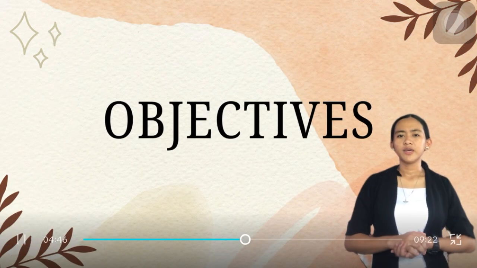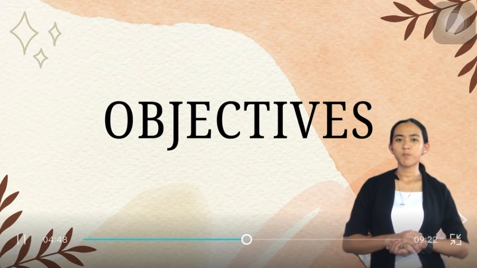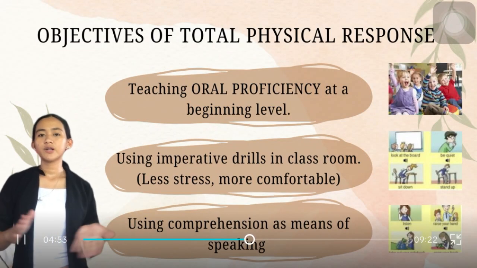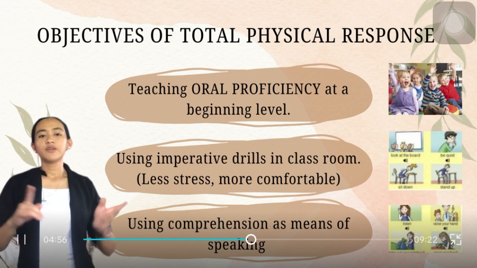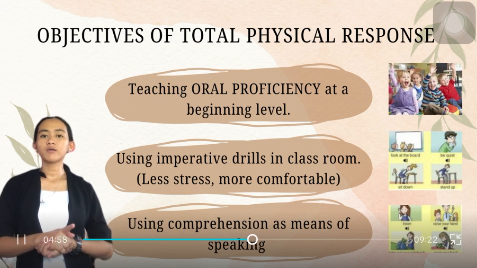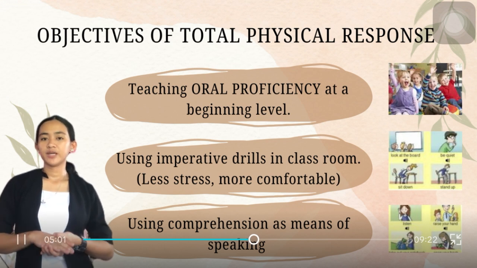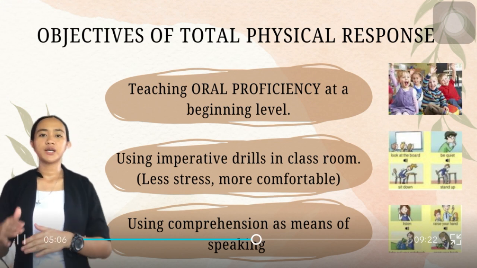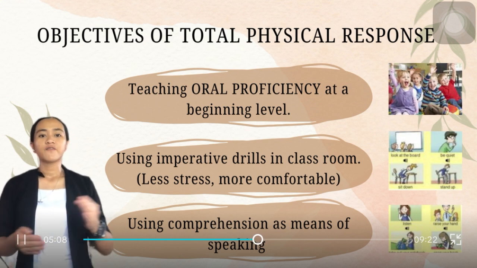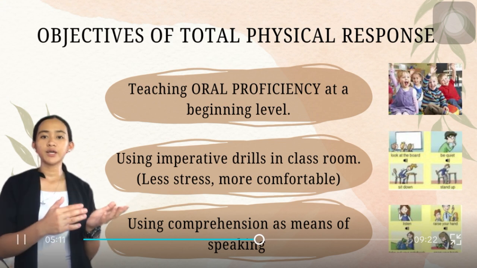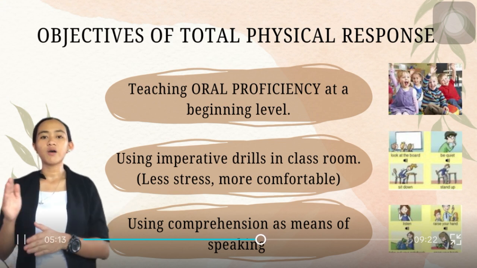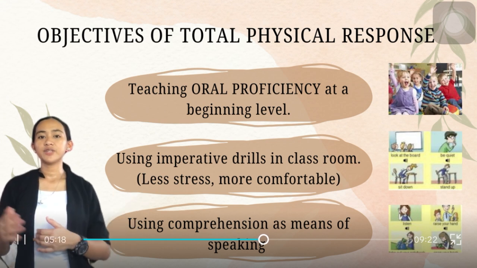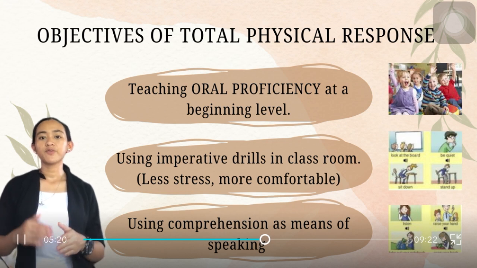So what are the objectives in total physical response method? So there are three objectives in total physical response method. The first one is teaching oral proficiency at the beginning level. So the goal of this objective is to help students develop their speaking skills from the very start of their language learning journey. So by focusing on oral proficiency, students learn to communicate effectively in everyday situations using simple vocabulary and phrases.